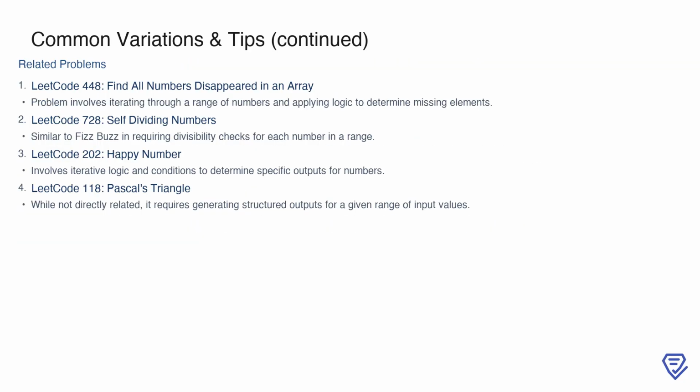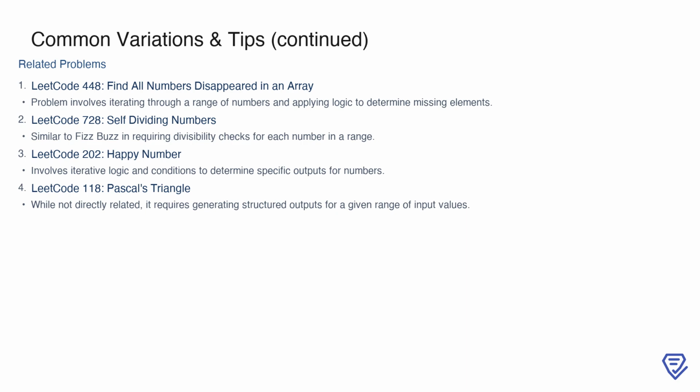Fizz-Buzz shares similarities with several other problems, which makes it a great stepping stone for tackling related challenges. For example, LeetCode 448, find all numbers disappeared in an array, involves iterating through a range of numbers to identify missing elements, which is conceptually aligned with the range-based processing in Fizz-Buzz. Another related problem is LeetCode 728, self-dividing numbers, which also requires divisibility checks for each number within a range. Similarly, LeetCode 202, happy number, uses iterative logic with specific conditions to determine outputs for numbers, mirroring Fizz-Buzz's step-by-step checks.